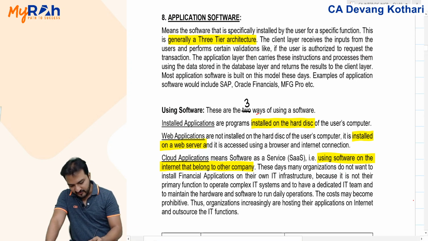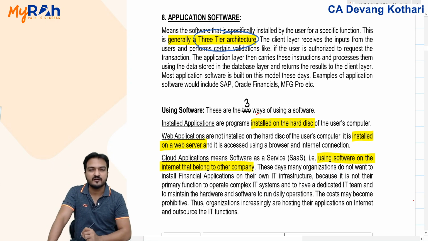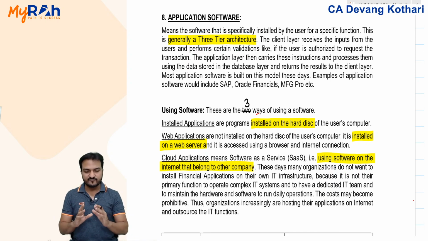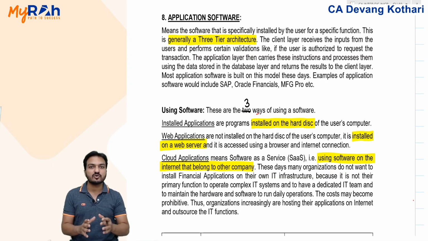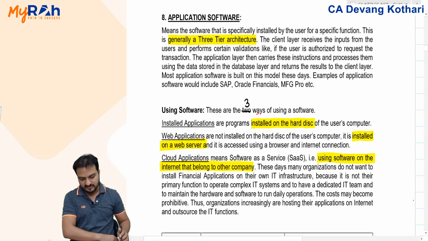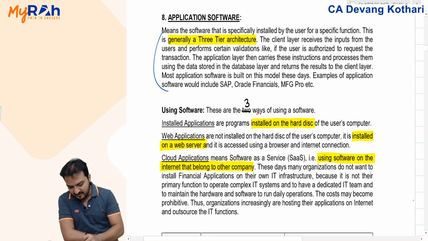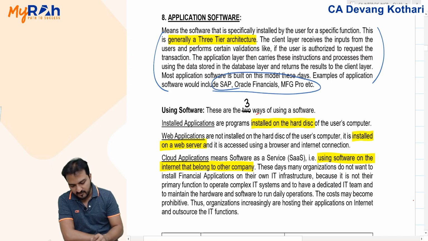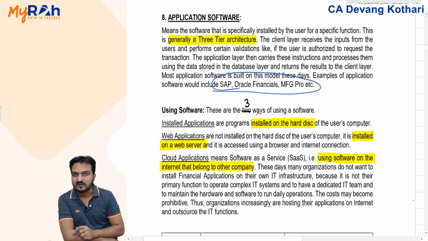Now, you remember the three-tier architecture we have done earlier. Three-tier architecture was the one where you learnt about application software. Application software was installed in a separate server in your three-tier architecture. Here they have given a description of three-tier architecture and some examples of software that are put in the three-tier architecture.